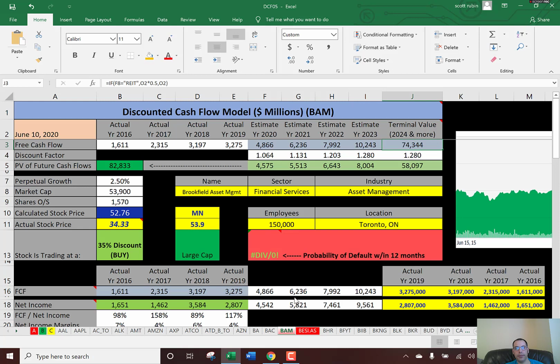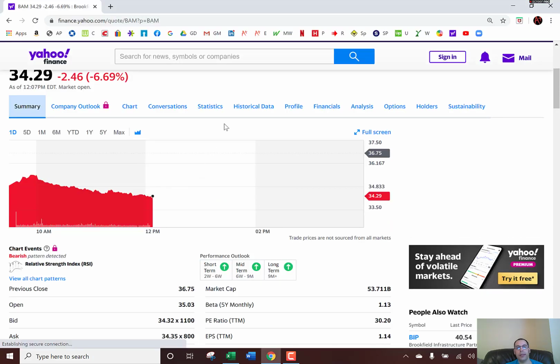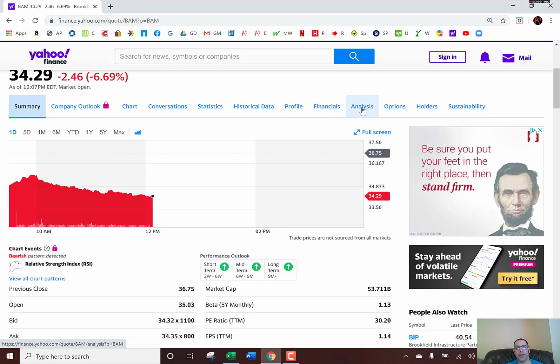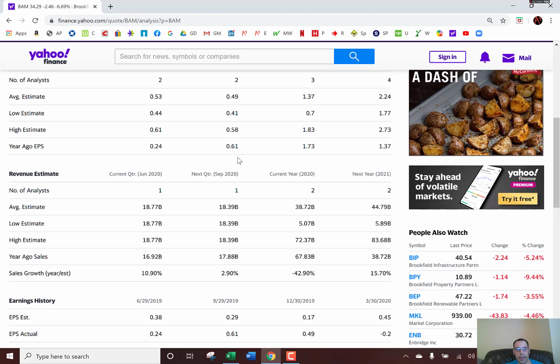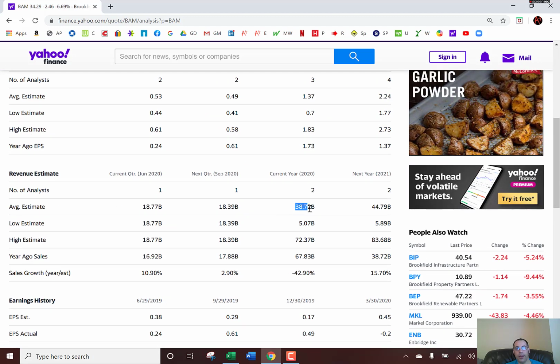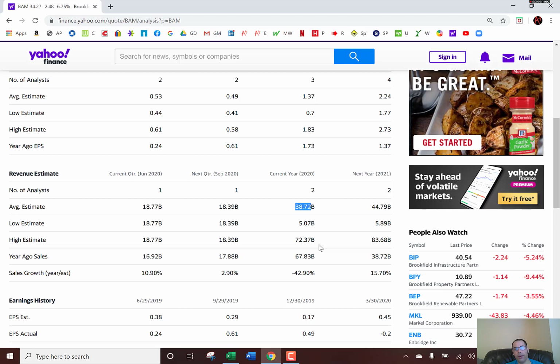So the future cash flows, it looks like they look pretty high compared to what they actually were. Let's look in, it says the model at least is forecasting $87 billion of revenue next year in 2020. Let's look in the analysis section in Yahoo Finance. Let's see what they're saying revenue. So they're saying revenue is $38.72 billion. I think because of coronavirus, they're expecting a negative 43% sales growth.